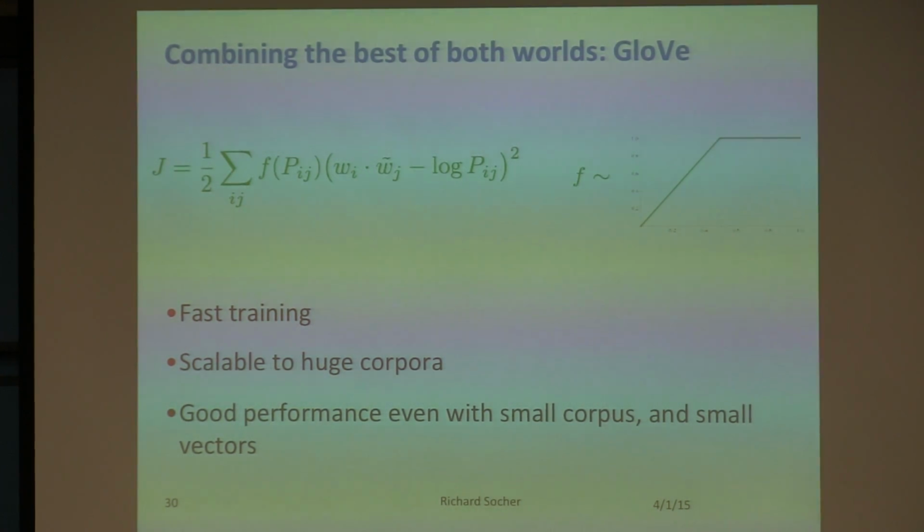There's one corpus that is most of the internet. Forgot the word now. Common Crawl is the name. So Common Crawl is like a multi-terabyte data set, and this model can train on that entire data set on a single machine. And it also gives very good performance, even with small corpora and also on smaller vectors. So it's statistically very, very efficient.